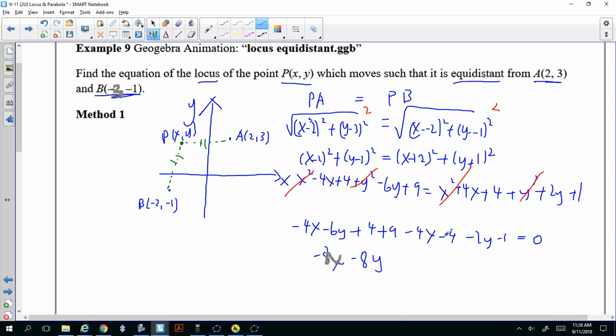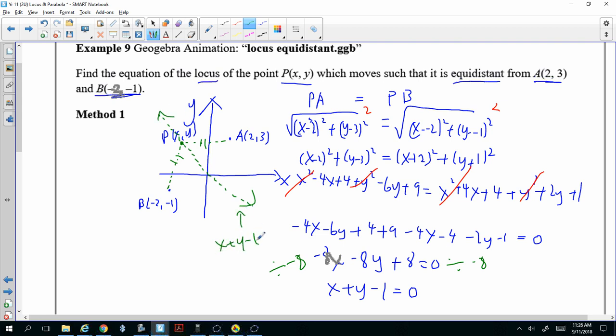And what do you end up with? You divide everything by -8. Divide both sides by -8. And then you end up getting x plus y minus 1 equal to 0, which is, of course, the equation of a straight line. x plus y minus 1. Okay? So what's the question?